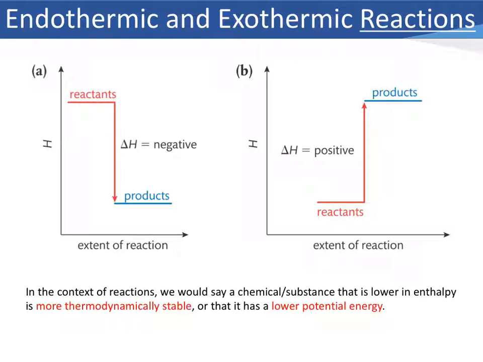In the context of reactions, we would say a chemical or substance that is lower in enthalpy is more thermodynamically stable. More stable in terms of its energy. It has a lower potential energy, a lower chemical potential energy. This is another notion that will build throughout the unit. Kind of an introduction in 5.1.